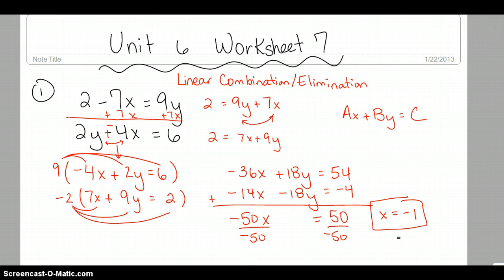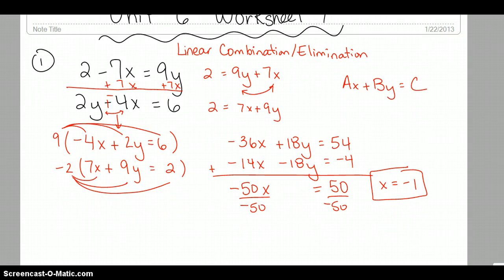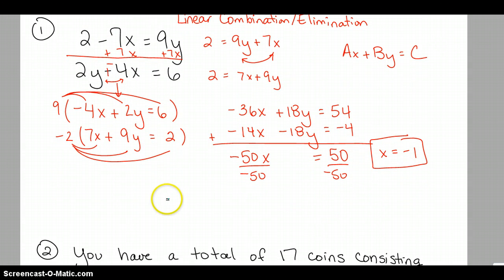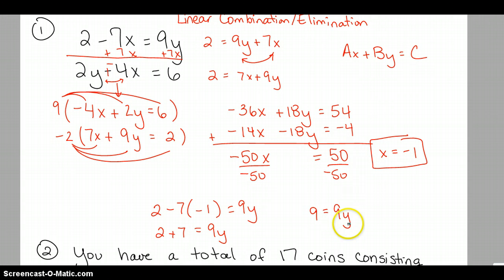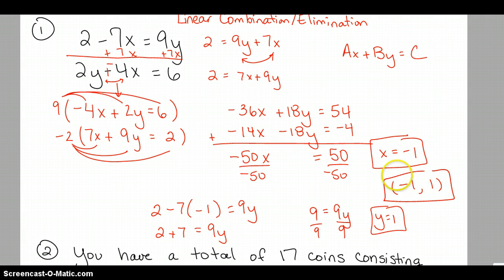And then to figure out what y is, just take your negative 1 and plug it into one of the original problems. It does not matter which one. So I'm going to plug it into the top equation. I have 2 minus 7 times negative 1 equals 9y. This is the same thing as negative 7 times negative 1, that's positive 7. So 2 plus 7 is 9 equals 9y. Divide by 9, you get y equals 1. So your answer is going to be negative 1, 1.